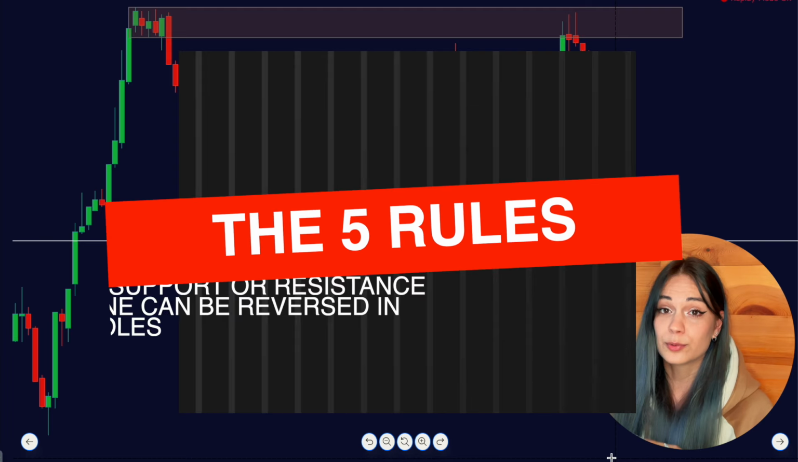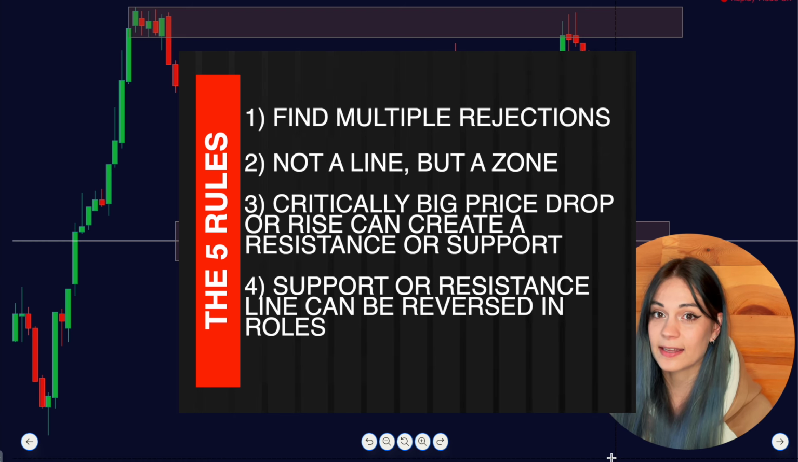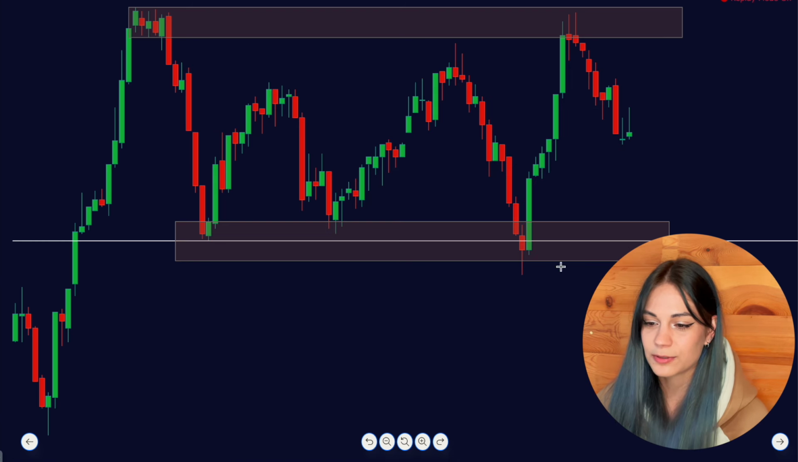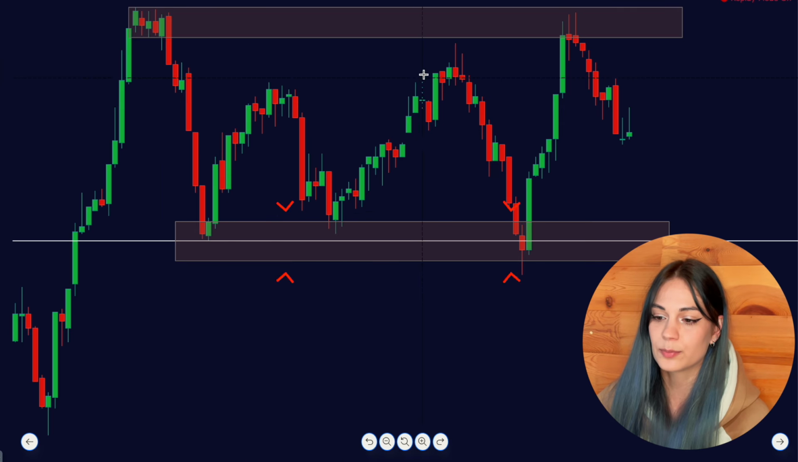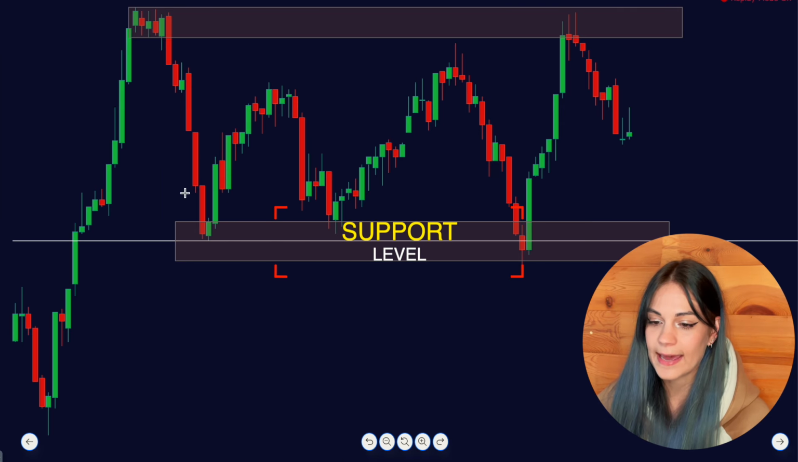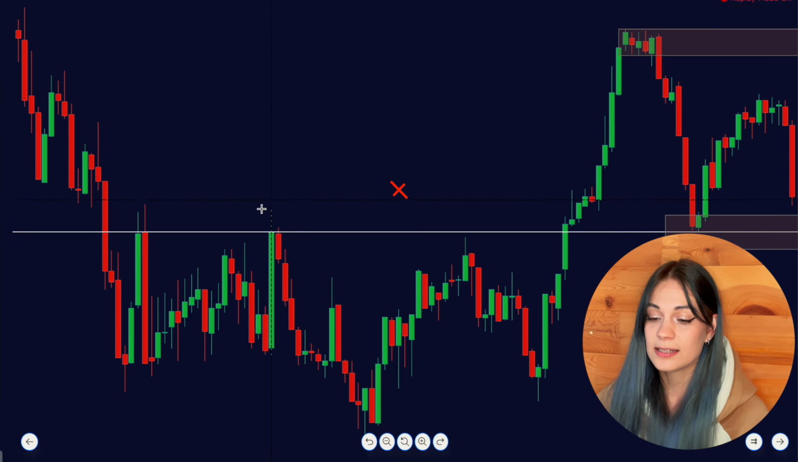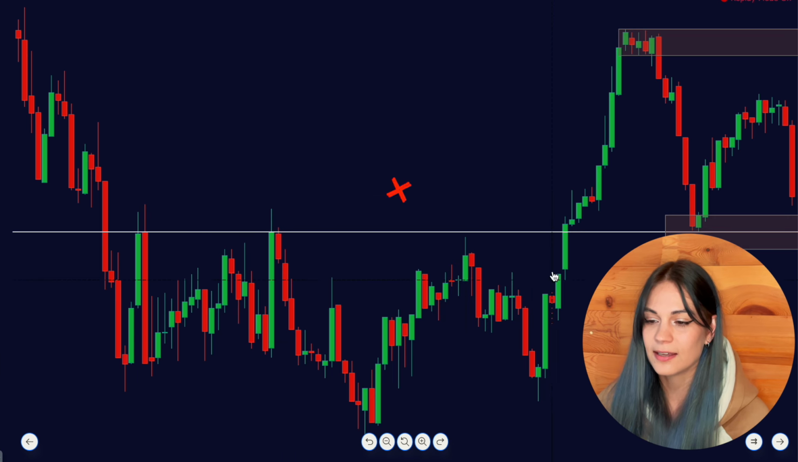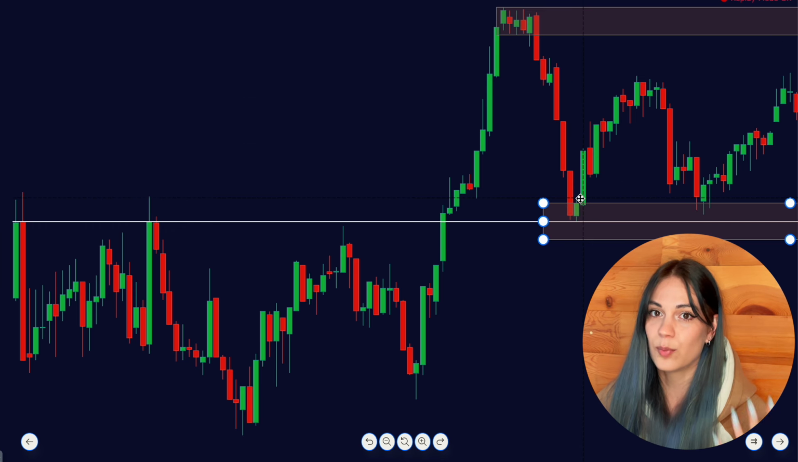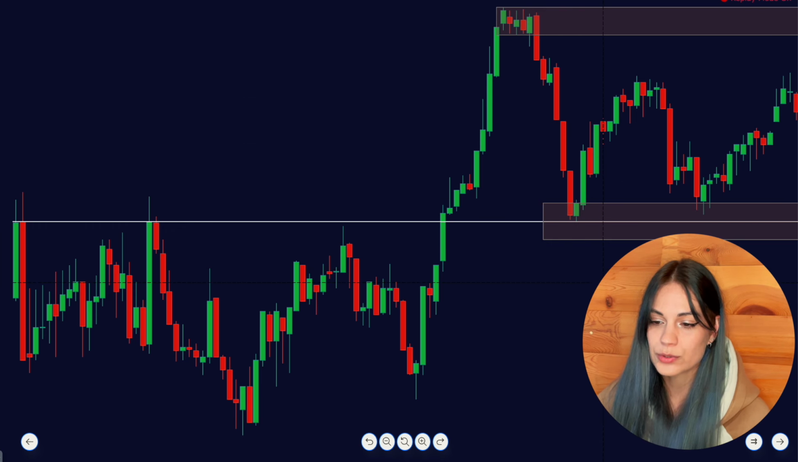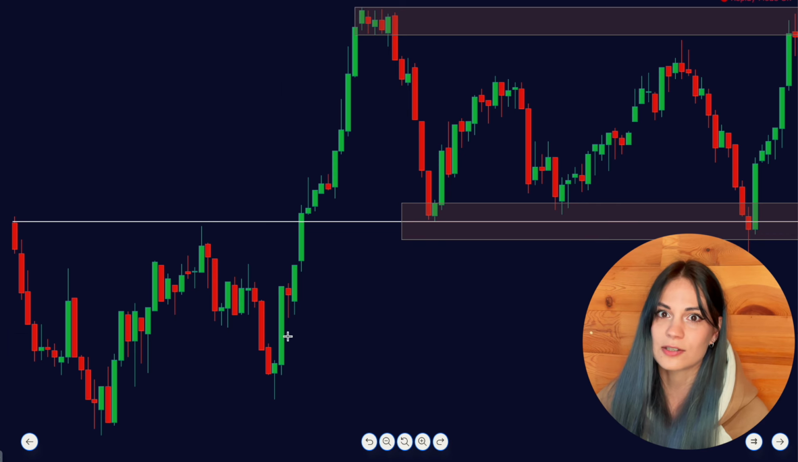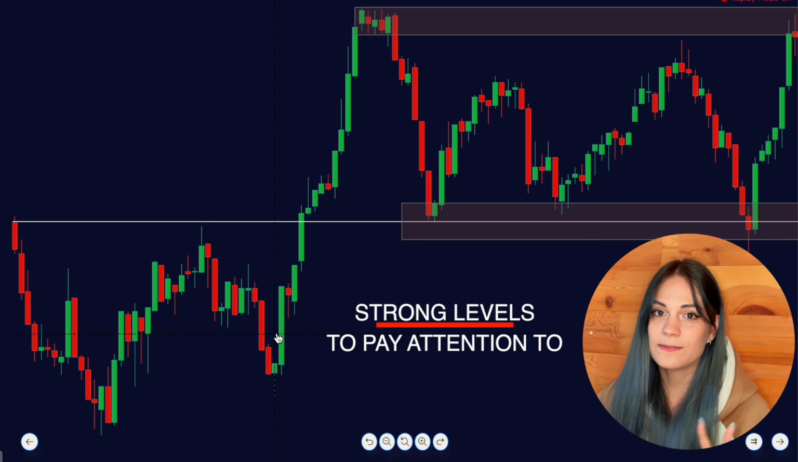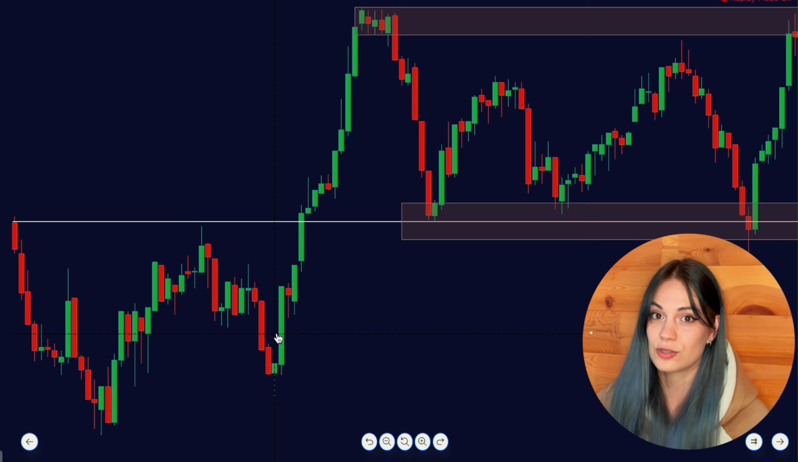Now, rule number 4, and it sounds something like this. The line of support becomes the resistance line and back again. Let's see the example. Right here on the chart, you will remember that we saw the support levels here. But if we look at what happened previously, you will see that the support line was actually the resistance line on this chart. The price was going up and down from that line, making it a resistance line. And after the breakout, it became support, not the resistance line. And this whole situation gives us the confirmation and understanding that this is an even stronger level that we need to pay attention to.